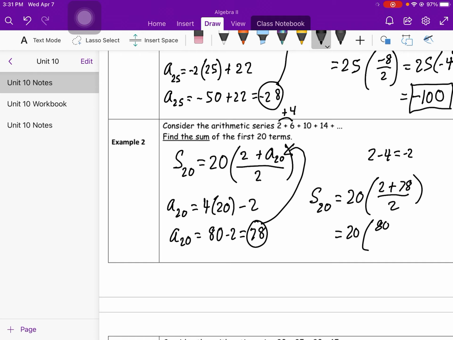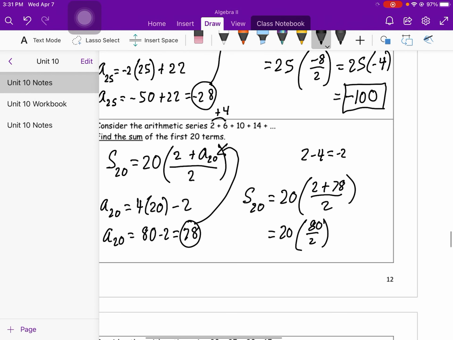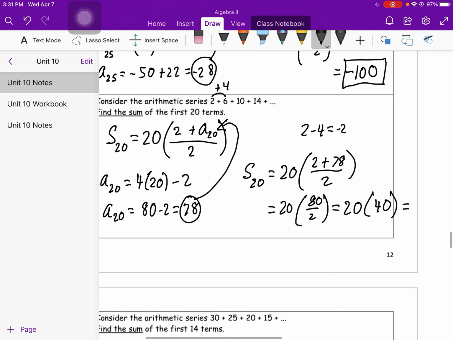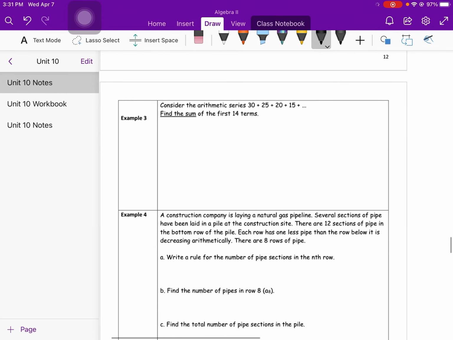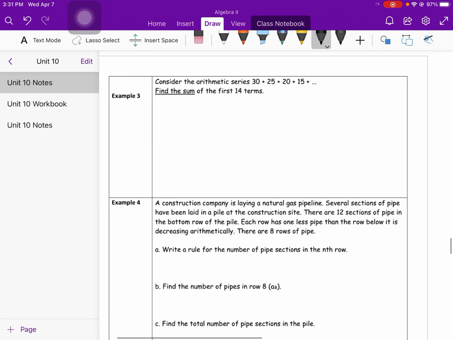2 plus 78 is 80. We're going to take half of that, so we end up getting 20 times 40, which ends up being 800. This is what you get when you multiply those out. All right, just a couple more here.